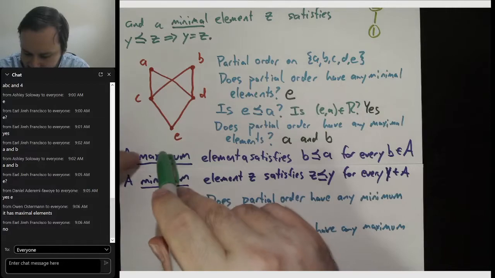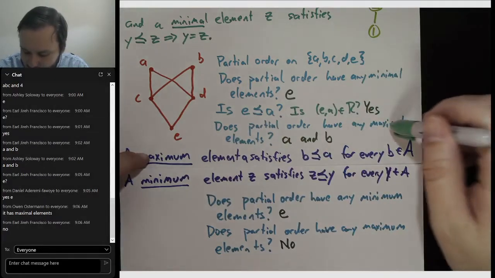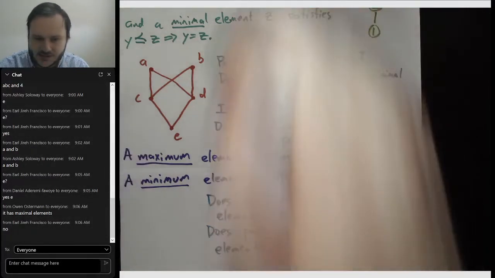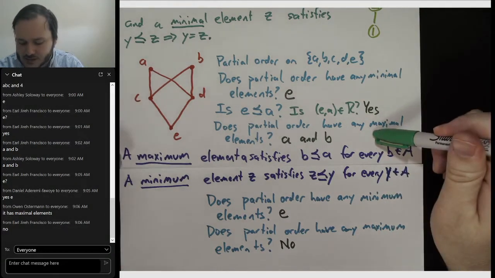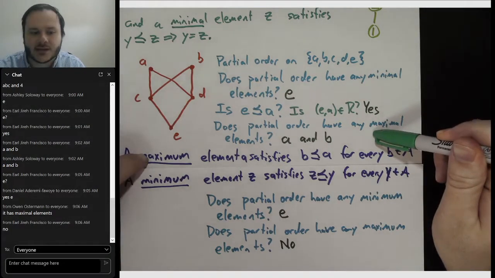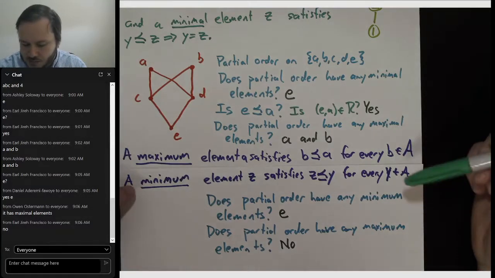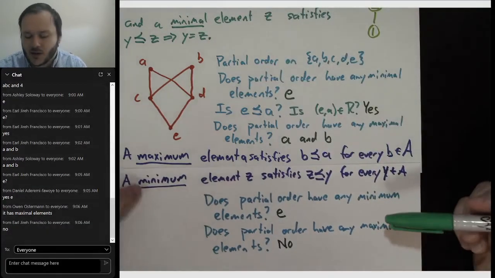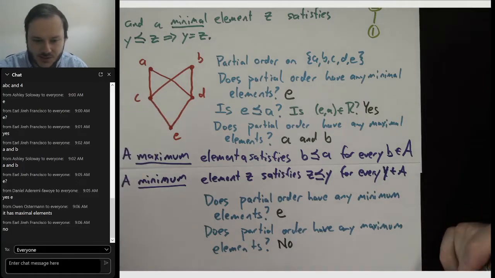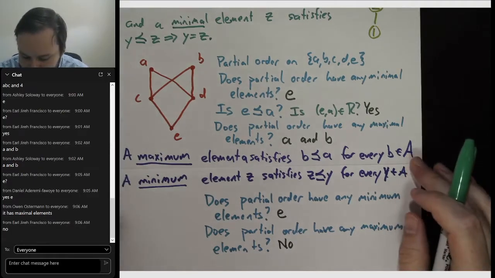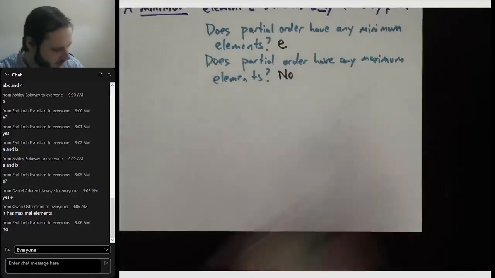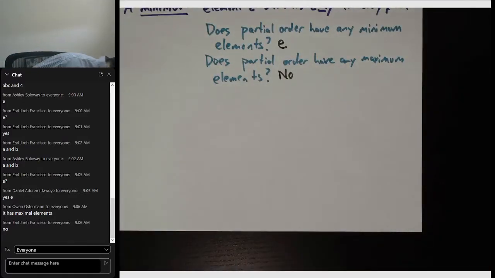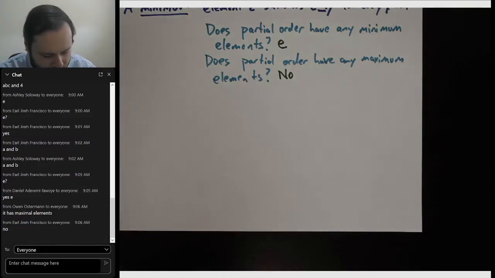So, the difference between maximum and maximal elements. This partial order has maximal elements, no maximum element. Also a difference between minimal and minimum, although in this case E is both. So it's possible to be both. Want to think about that just a little bit more. Get a theorem out of it.